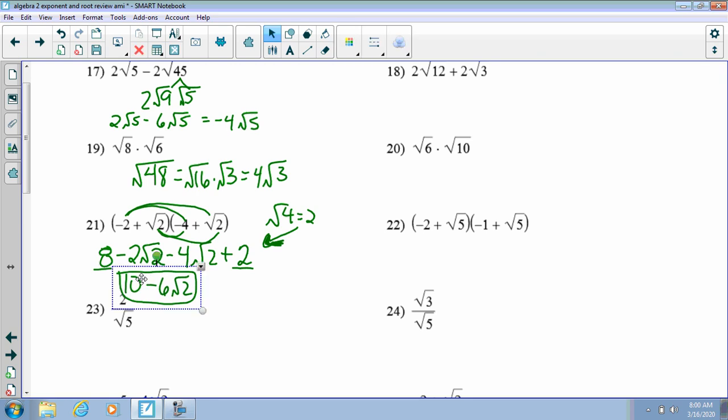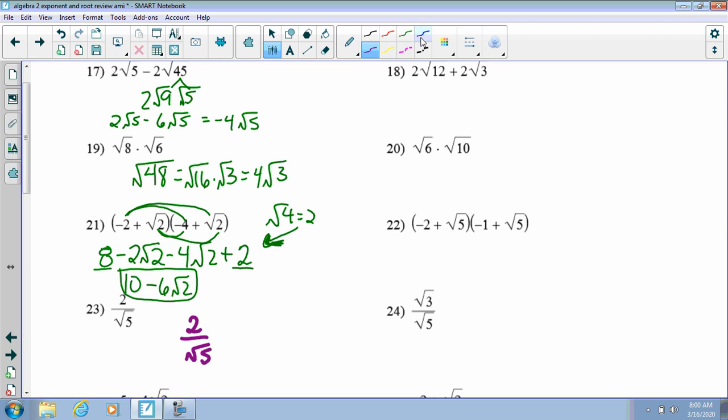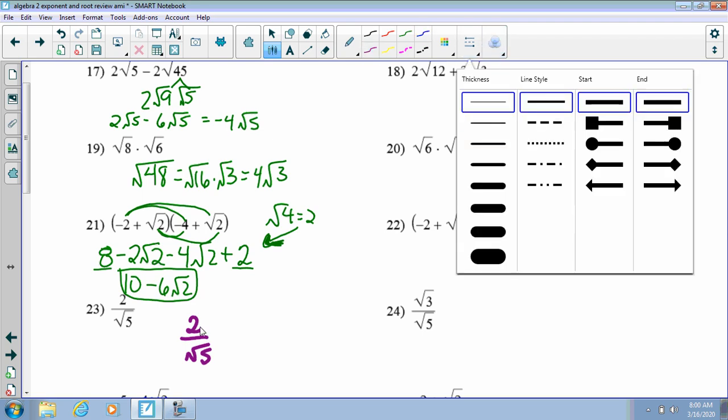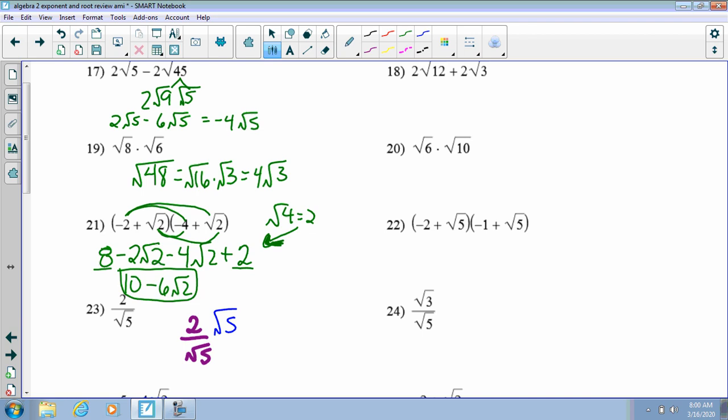I'm going to move this up so we can see the next problem. There we go. Alright, so the next one, we want to get rid of the square root in the denominator. And we just have a square root of 5 down there. We want to get rid of the square root of 5. So for us to do that, we're going to multiply on top and bottom by the square root of 5. I'm going to make it bigger over here so that I have space. 2 over root 5. Okay. So I'm going to multiply by root 5 on top and bottom.